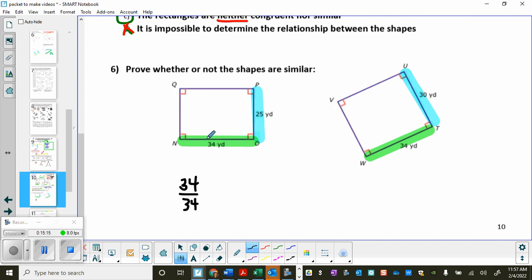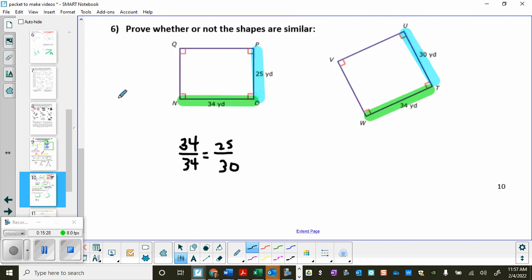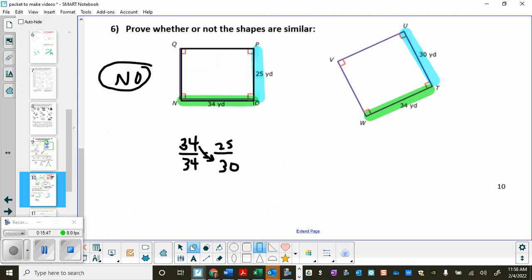Was there any change with this? No, not at all. So therefore, we shouldn't expect any change over here, but it looks like the 25 turns into a 30. So let me show y'all what happened here with these rectangles, because this is definitely a no. When we cross multiply 34 times 30, we're definitely going to get a different answer when we do 34 times 25. So definitely no. And let me draw real quick. Let me just kind of trace this rectangle. Okay.